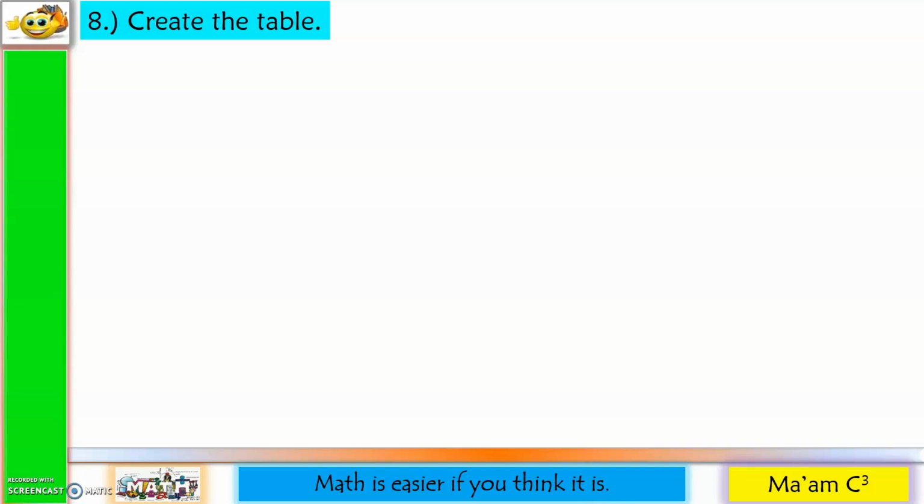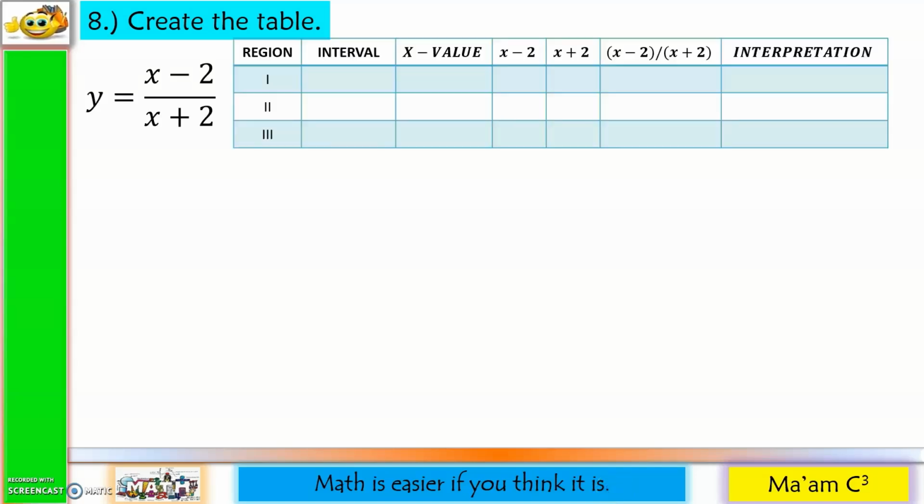Step 8. Let us create the table. First, let us recall our function. Then, let's have the table. The first column is the region, followed by interval, and then x value. X minus 2 is our numerator. X plus 2 is the denominator. And the next one is the quotient of the numerator over the denominator. And the last column is the interpretation.